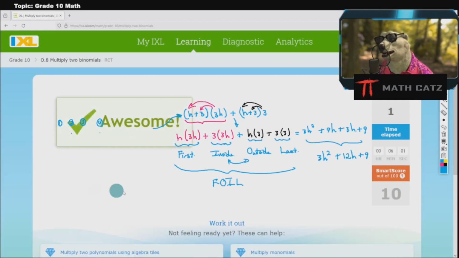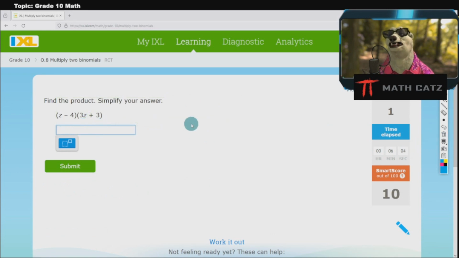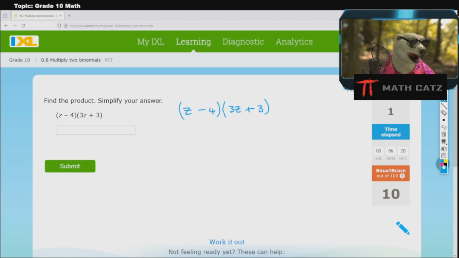Let's go. Awesome. Let's try this again. But now I'm just going to write this again over here, so it's a little bit bigger and I can draw some arrows. We have z minus 4 times 3z plus 3. I'll use pink for my arrows. So now it's going to be first. So these two together. I don't have a lot of colors. Blue, I guess. z, 3z.